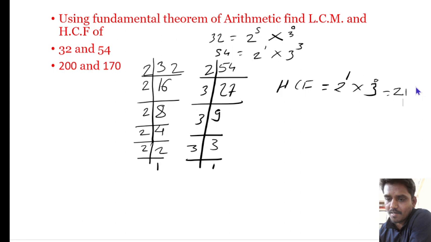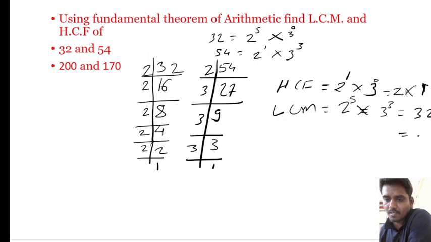So we have 2 raised to 5 into 3 raised to 3. 2 raised to 5 is 32 and 3 cube is 27. And now once you calculate this product, you will get the LCM of the two numbers 32 and 54.